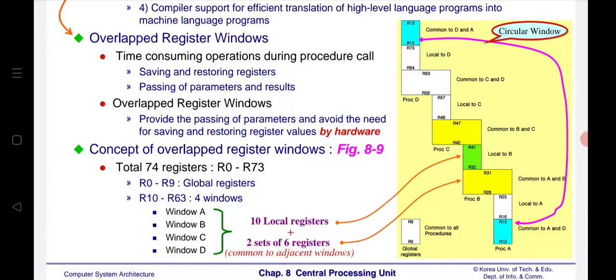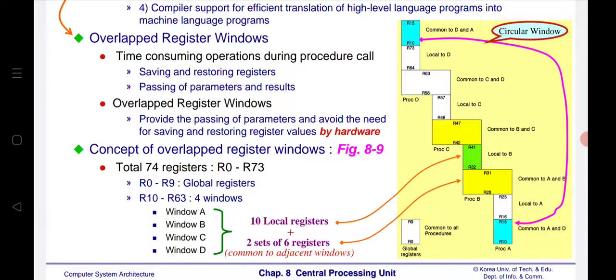Registers R31 to R26 are common to procedure B as well as procedure A. So this area is common for A and B to access, and that is the register window. This acts as an overlapped register window. The same thing happens for registers R14 to R27, which are in yellow shade.